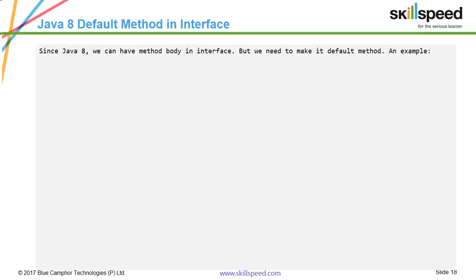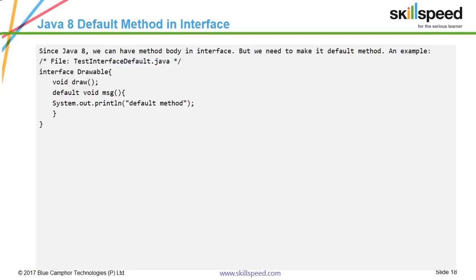Example, let's name the file as TestInterfaceDefault.java, where I have the interface Drawable which contains void draw, which is an abstract method, and I have a default method, default void message, which contains the method body where I am printing System.out.println default method. Now I am implementing the Drawable interface with my class Rectangle.